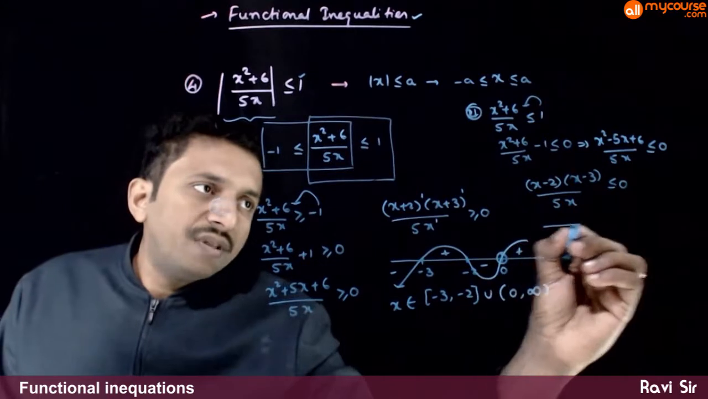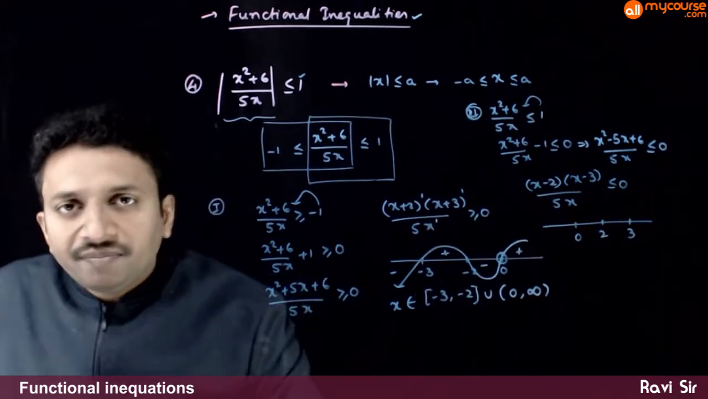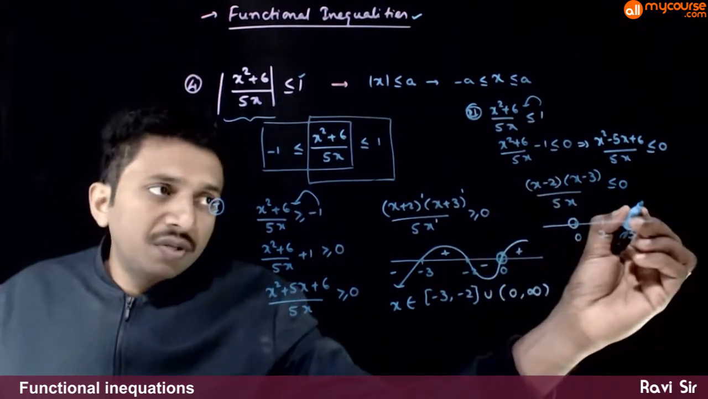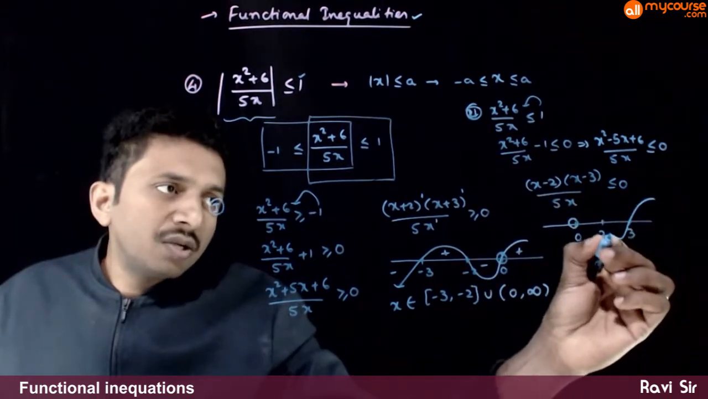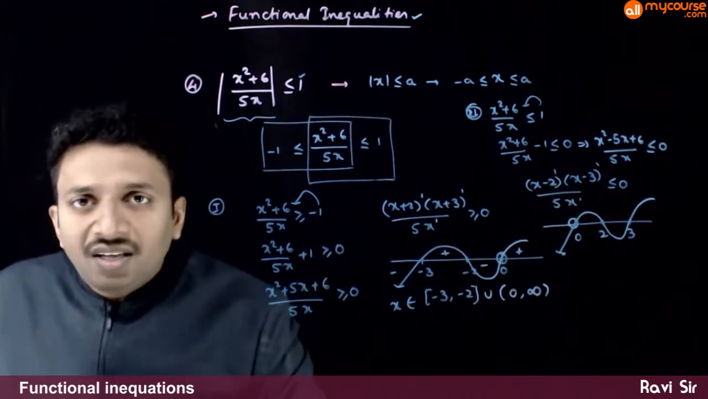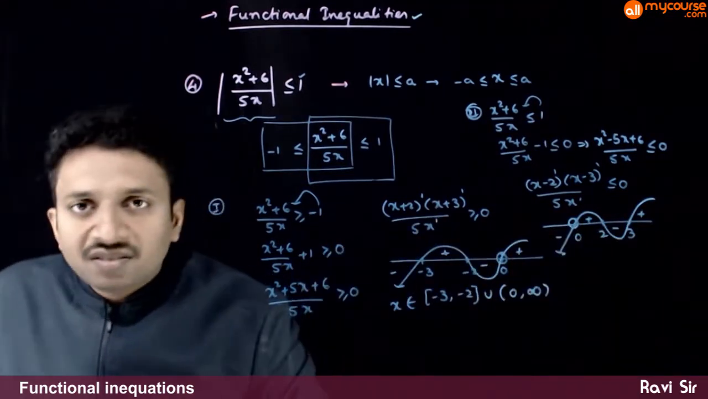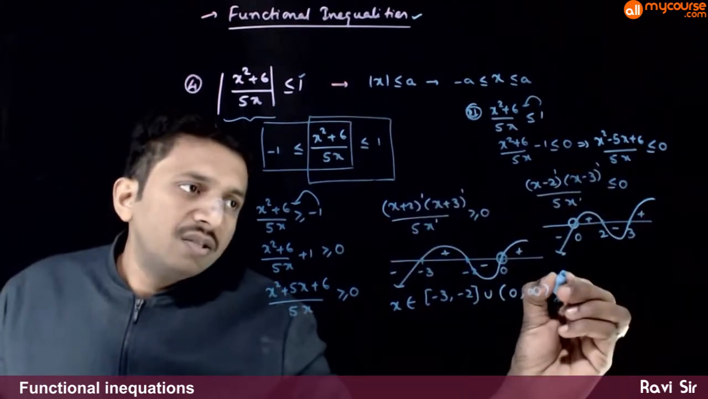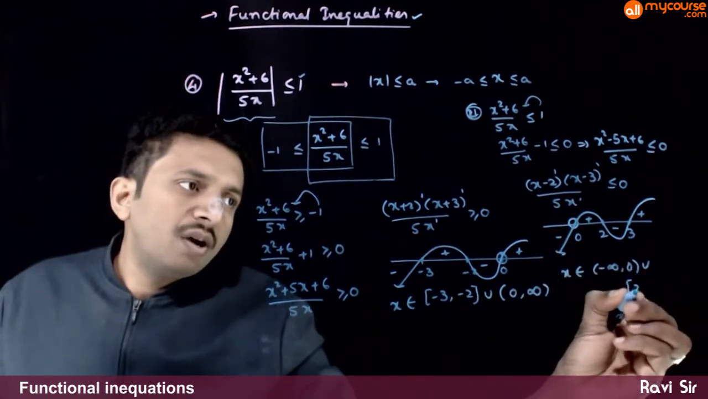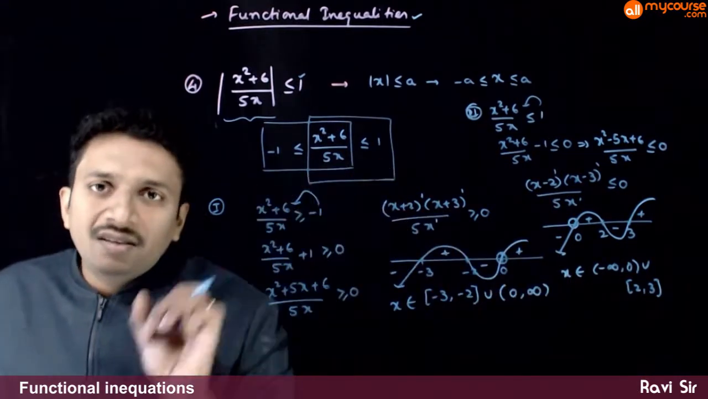So again, I'll draw the wavy curve for this. This time, the critical points are 0, 2, and 3. And 0 is the pole again. So all the leading coefficients are positive. So I start from above the x-axis. So I draw the wavy curve. All the powers are odd. So sign change happens at each 0. So once you have this, plus, plus, minus, minus, I want the negative interval. So x belongs to minus infinity comma open 0, union closed 2 comma 3. So this is the solution for the second inequality.